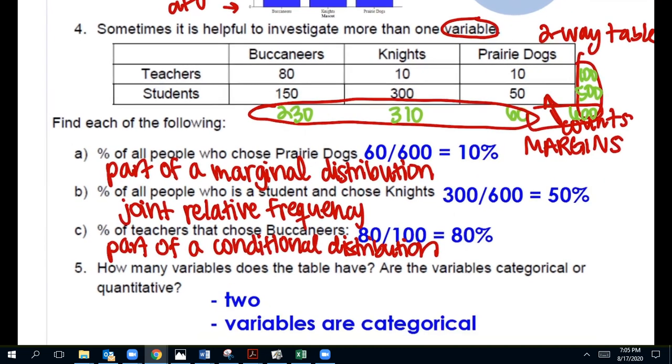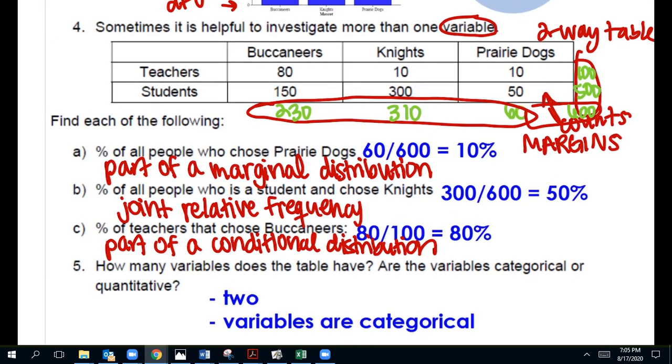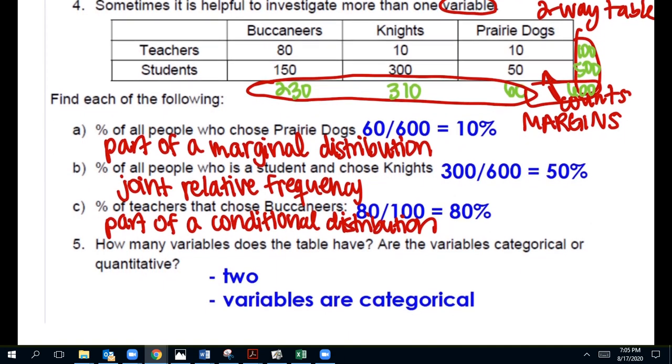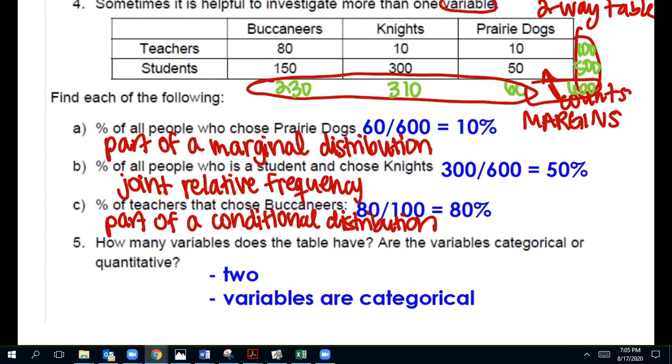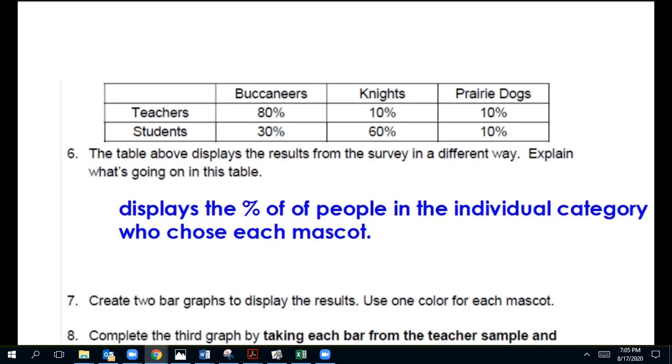So number 5, how many variables does the table have? Are the variables categorical or quantitative? And so here we talked about 2. We have type of person, I'm just going to label it here, teacher or student, and then we also have mascot. People fit into categories, so that's why it's categorical. All right, moving on to number 6.